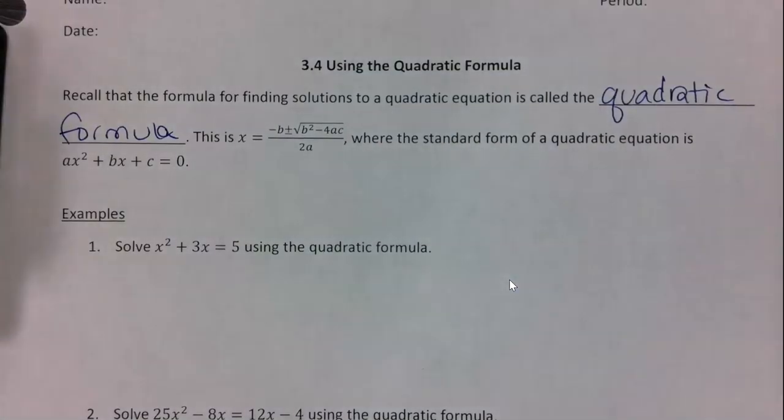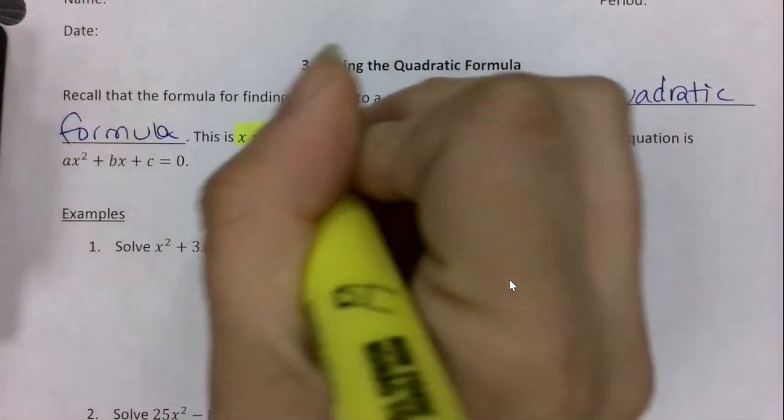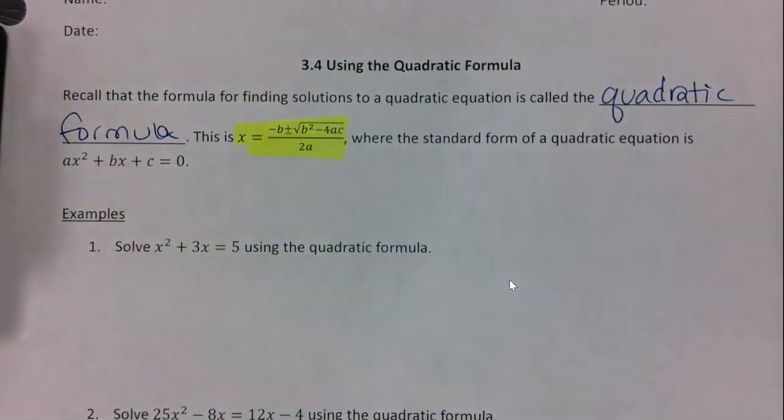Formula. Okay, so this equation is x equals negative b plus or minus the square root of b squared minus 4ac, and it's all over 2a. This is a formula you're going to need to know for the test. The test is coming up next, so you're going to need to know this formula.